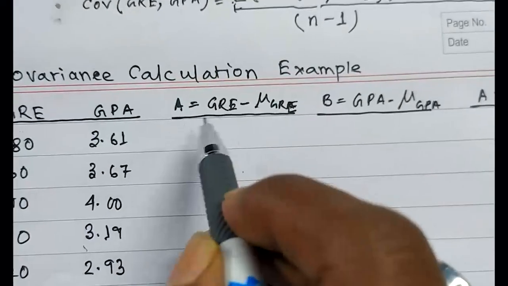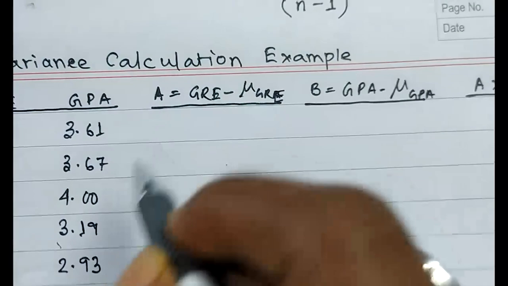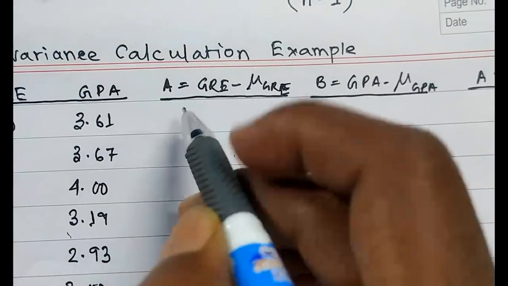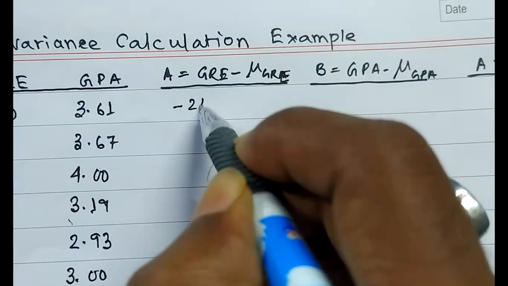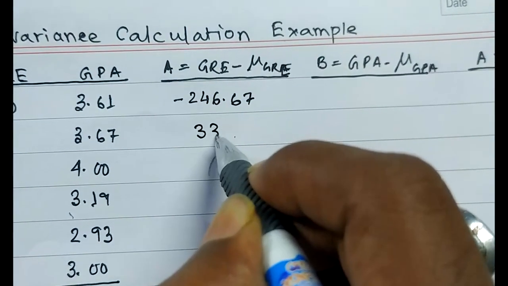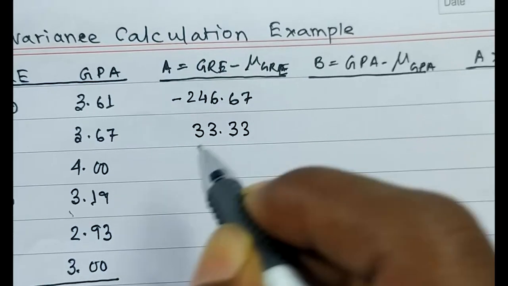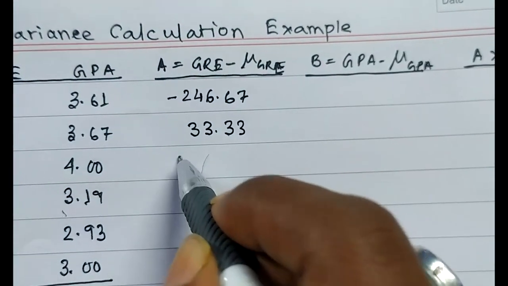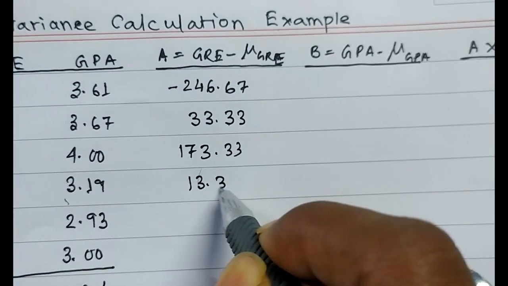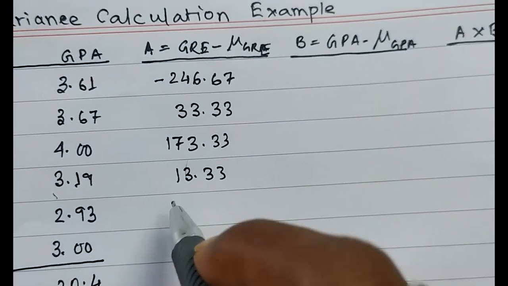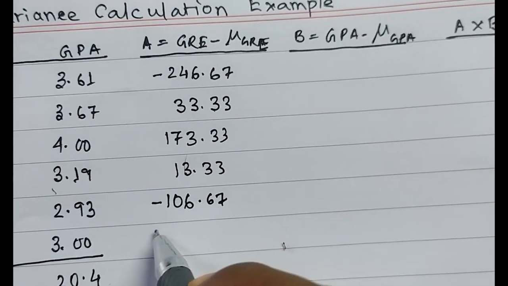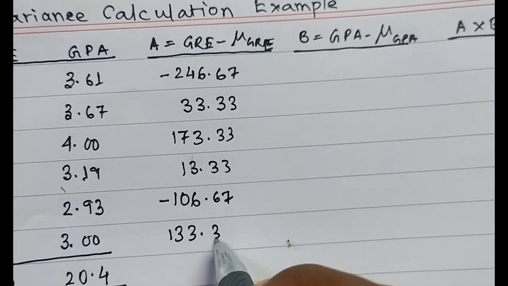Now I will find these individual values. So 380 minus 626.67 will be minus 246.67. Similarly, I can proceed with all the other values. It will be 33.33. This will be 173.33, 13.33, 520 minus this, again a minus figure, 106.67, then 133.33.